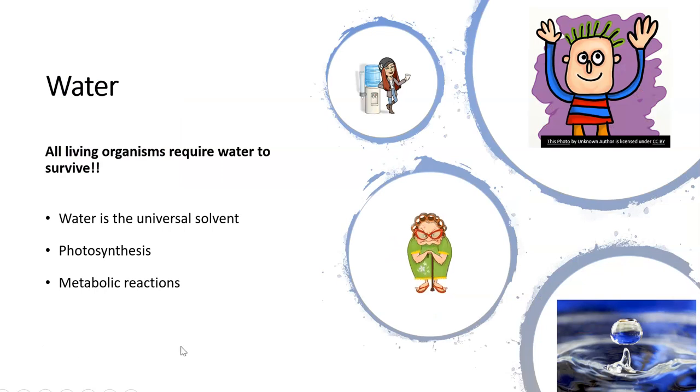Finally, all living organisms require water. Okay, it's the universal solvent. Everything in living organisms is dissolved in water. All right, plants require water for photosynthesis. That's how they create their glucose ready for respiration. And most metabolic reactions will require the presence of water, either for their reactants to be in solution or water actually as part of the process. So as the universal solvent, there would be no life on Earth without water.